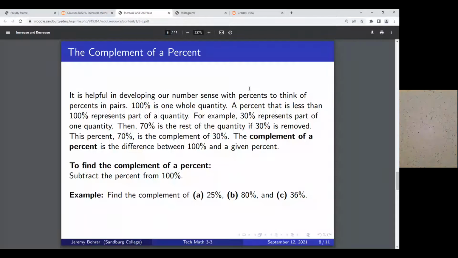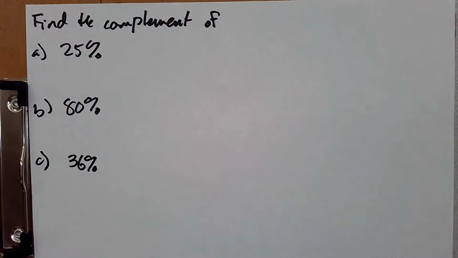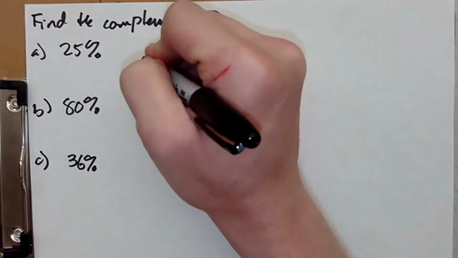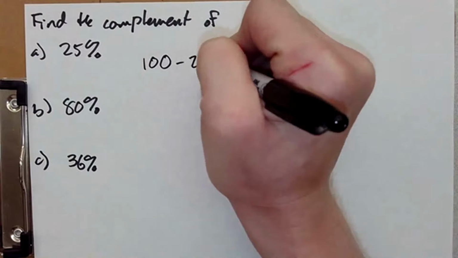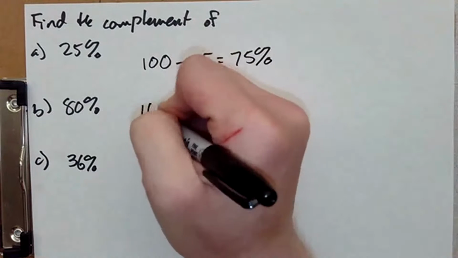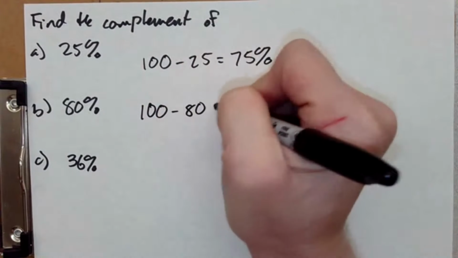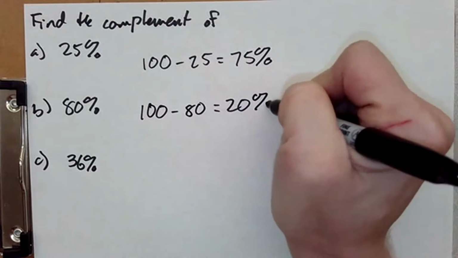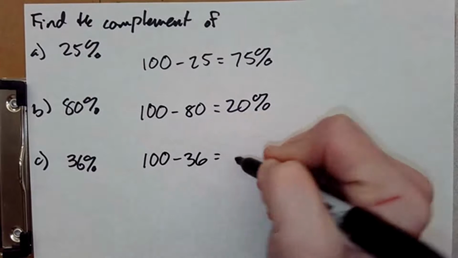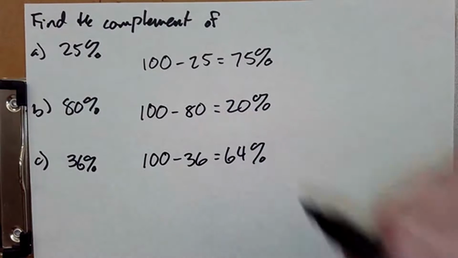Next, we are going to look at these problems on page 8, which ask about the complements of these percentages. And to find the complement, you just subtract the number from 100. 100 minus 25 is 75, so the complement is 75%. 100 minus 80 is 20, so the complement is 20%. 100 minus 36 is 64, so the complement is 64%.